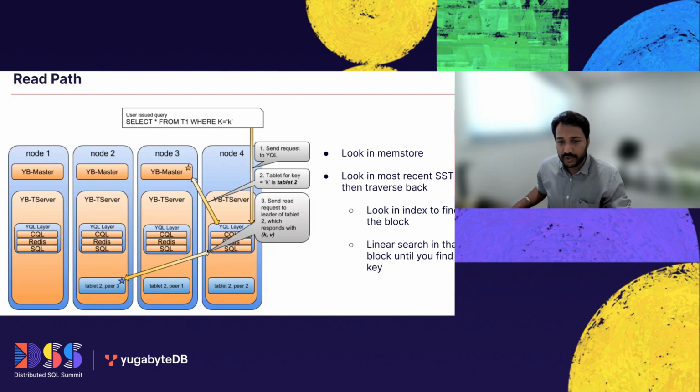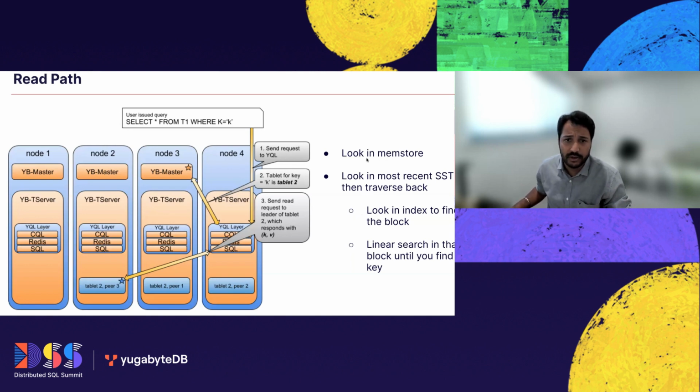The more optimized way of doing all of this would be having YB master and the query layer and the tablet on a single node, so you can avoid all of those network hops. But once the leader gets a request, then the leader looks for that particular key and the value that is being requested and responds back to the client. Now, when I say the leader looks for that particular key, the leader follows these steps.